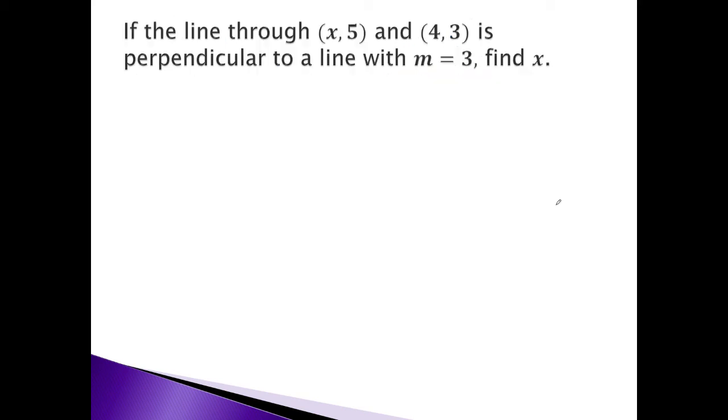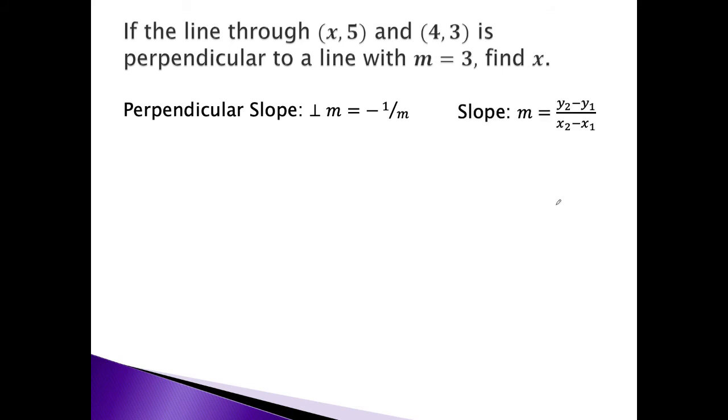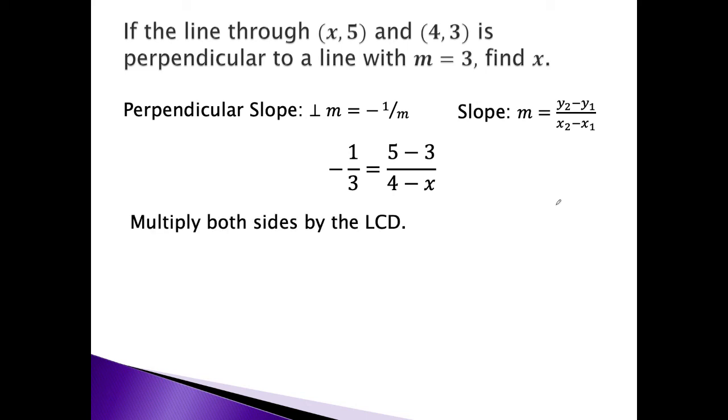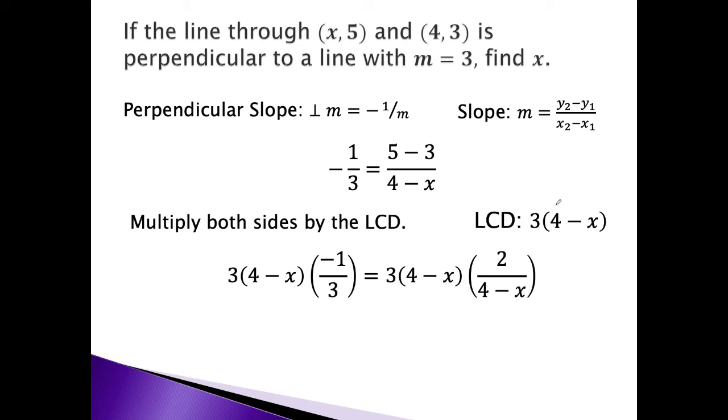If the line through (x, 5) and (4, 3) is perpendicular to a line with slope m equals 3, find x. Perpendicular means that they have slope negative 1 over m, and the slope is y2 minus y1 over x2 minus x1. So that means that negative 1/3 equals 5 minus 3 over 4 minus x. How do we solve this? We find the LCD and multiply both sides by this LCD. The LCD is 3 times 4 minus x. We multiply both sides by 3 times 4 minus x. Then that simplifies to negative (4 minus x) equals 3 times 2. We isolate our variable and we find that x equals 10.